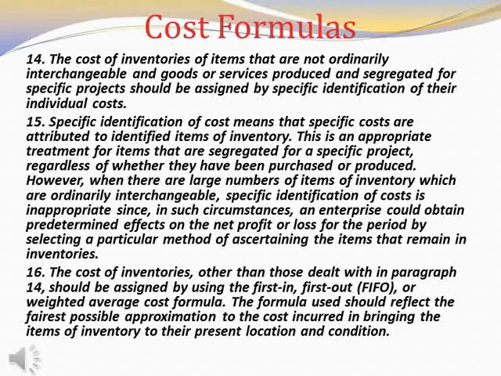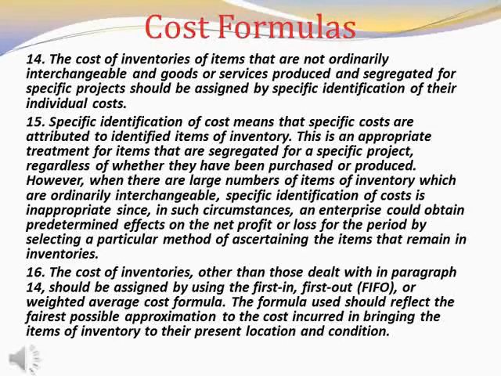their individual costs. Para 15. Specific identification of cost means that specific costs are attributed to identified items of inventory. This is an appropriate treatment for items that are segregated for a specific project, regardless of whether they have been purchased or produced. However, when there are large numbers of items of inventory which are ordinarily interchangeable, specific identification of costs is inappropriate since, in such circumstances, an enterprise could obtain predetermined effects on the net profit or loss for the period by selecting a particular method of ascertaining the items that remain in inventories.